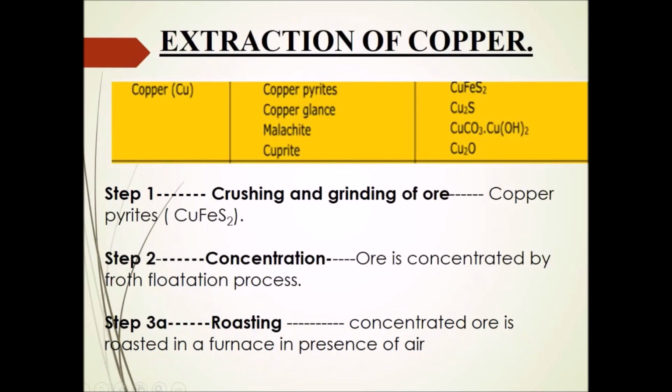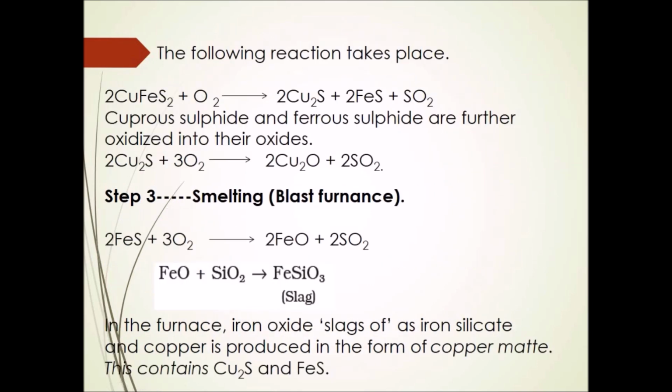So in this process of roasting, the concentrated ore is heated in presence of air. During this process, the following reaction takes place. The reaction is like this: copper pyrites, when heated in presence of oxygen, first forms cuprous sulfide and ferrous sulfide.